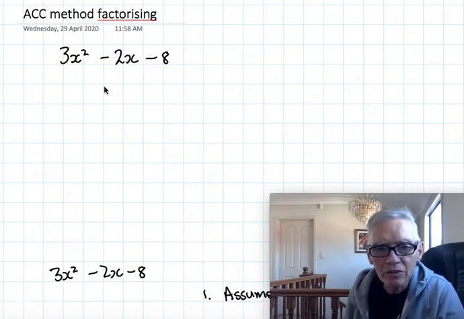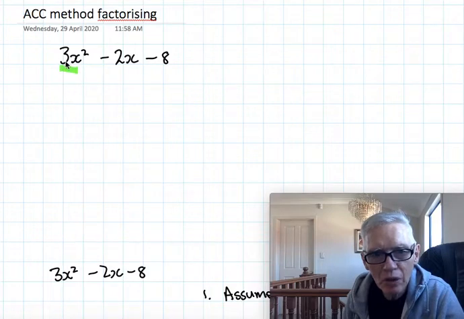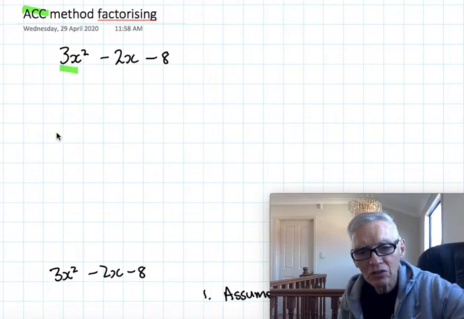We're going to look at factorising quadratics where the coefficient of the x squared is not a 1. So this is a little bit more complicated. I call it the ACC method because we have three things we do. We assume, that's the first A, we calculate, then we cancel. So let's go through an example.